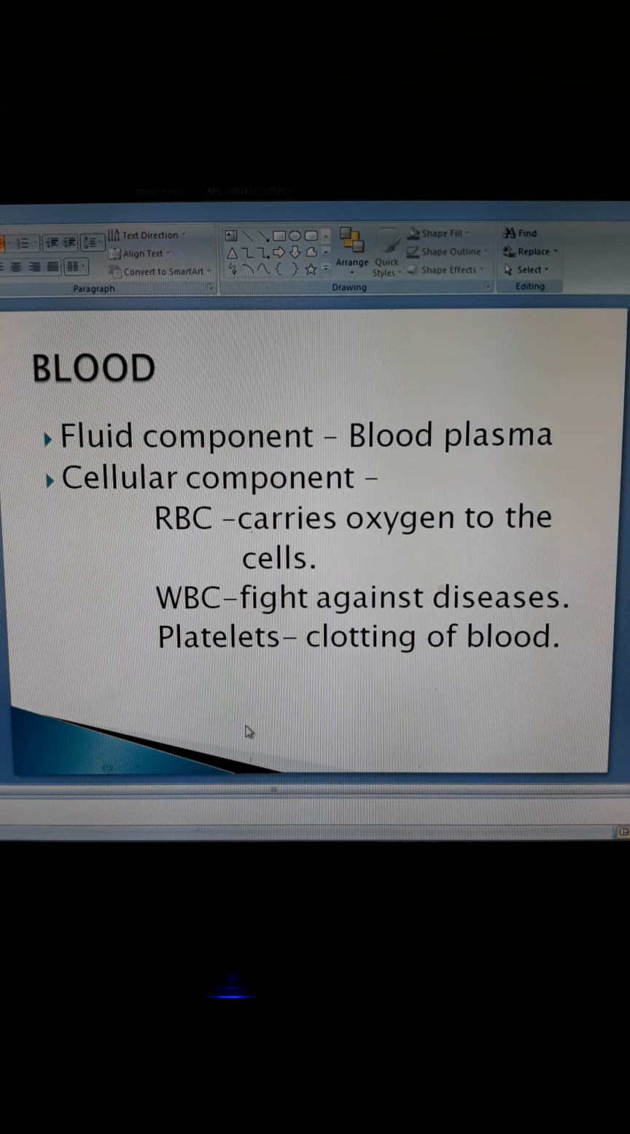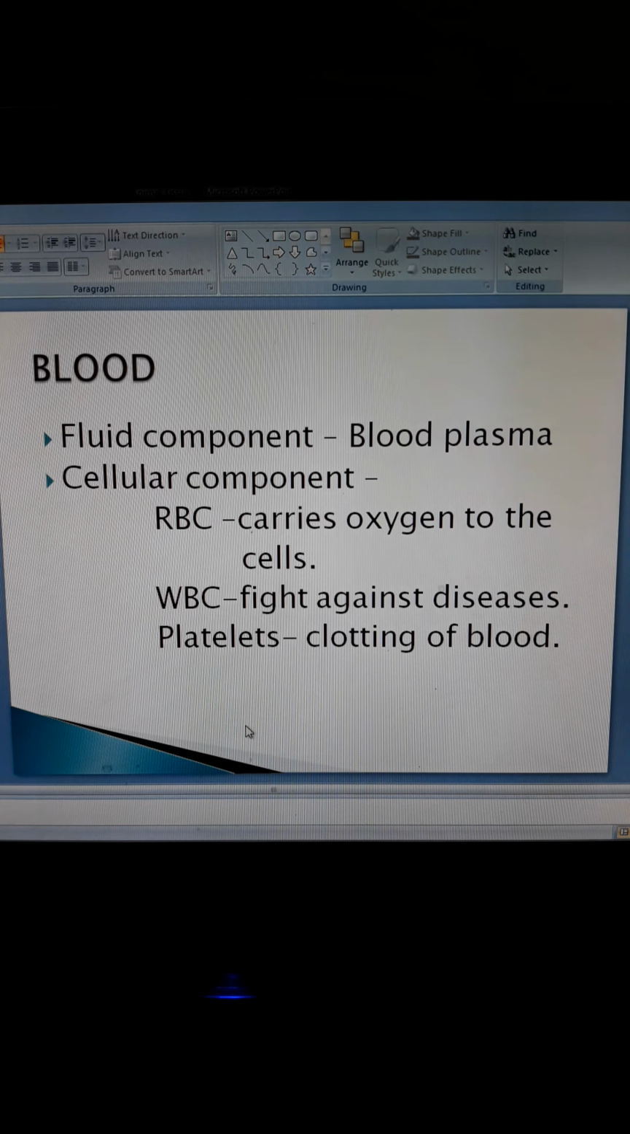Next is the blood. Out of the five main components of connective tissue, the last one is the blood. Blood is a fluid connective tissue and it consists of mainly two components. First is the fluid component and the second is the cellular component. The fluid component is called blood plasma and the cellular components are red blood cells, that is RBC, and white blood cells, that is WBC. They are often called red blood corpuscles and white blood corpuscles also. Then the third cellular component is platelets.